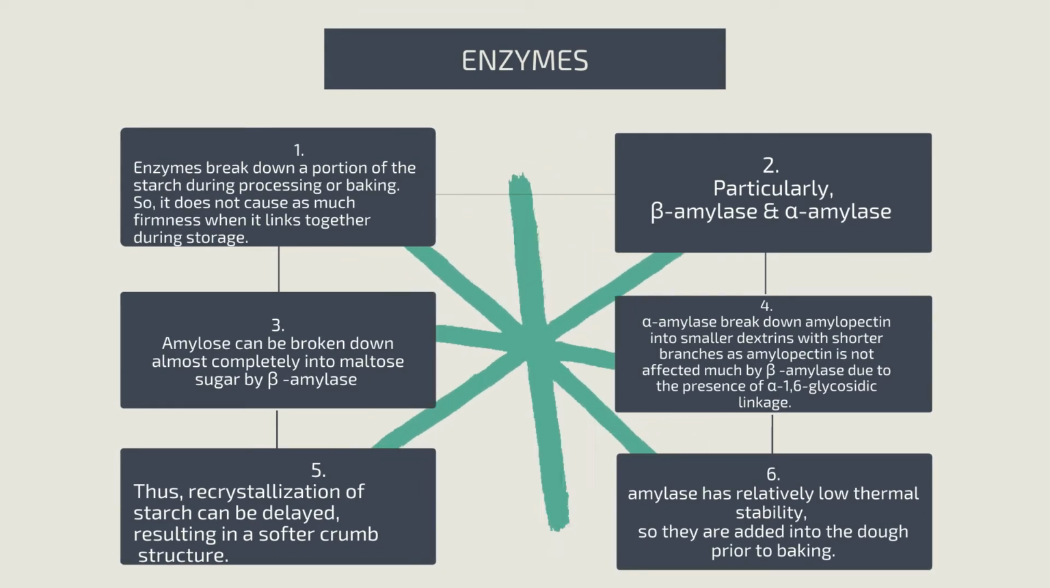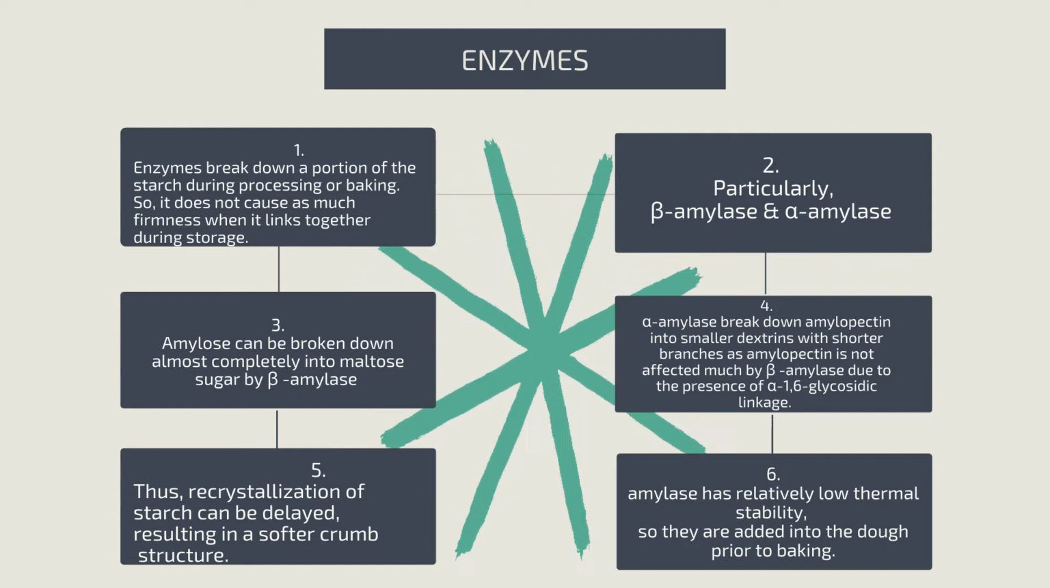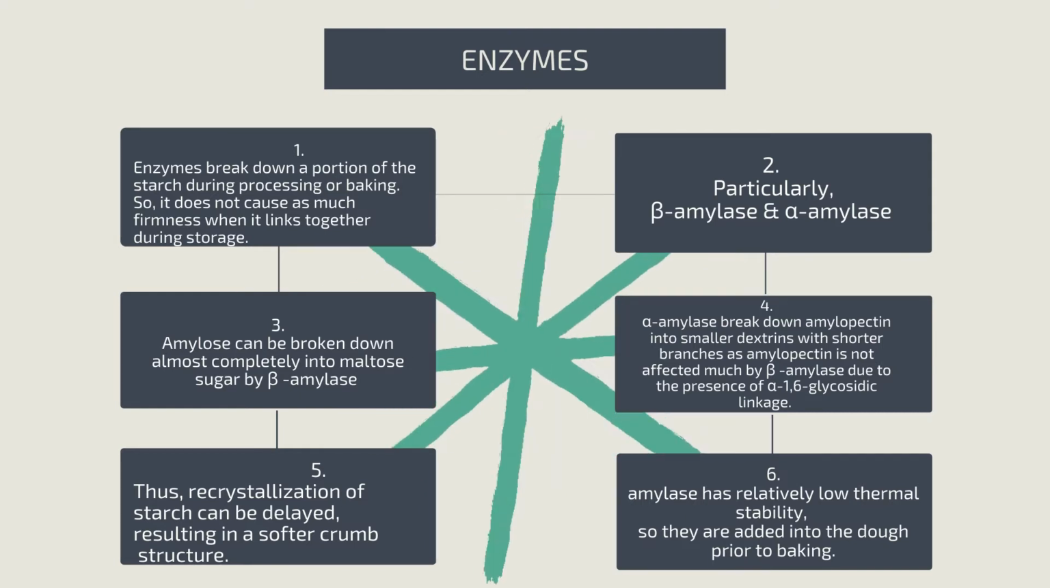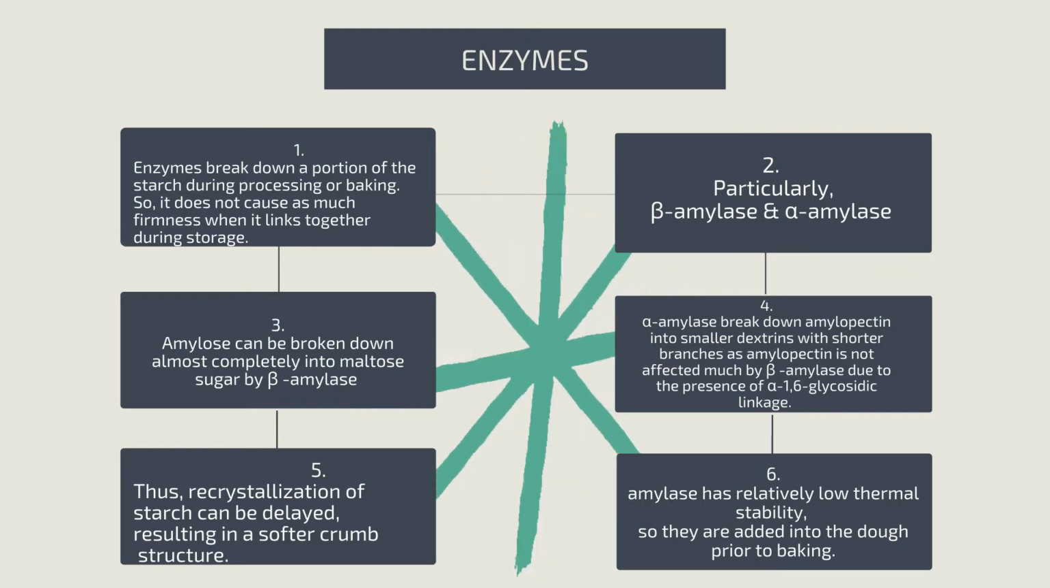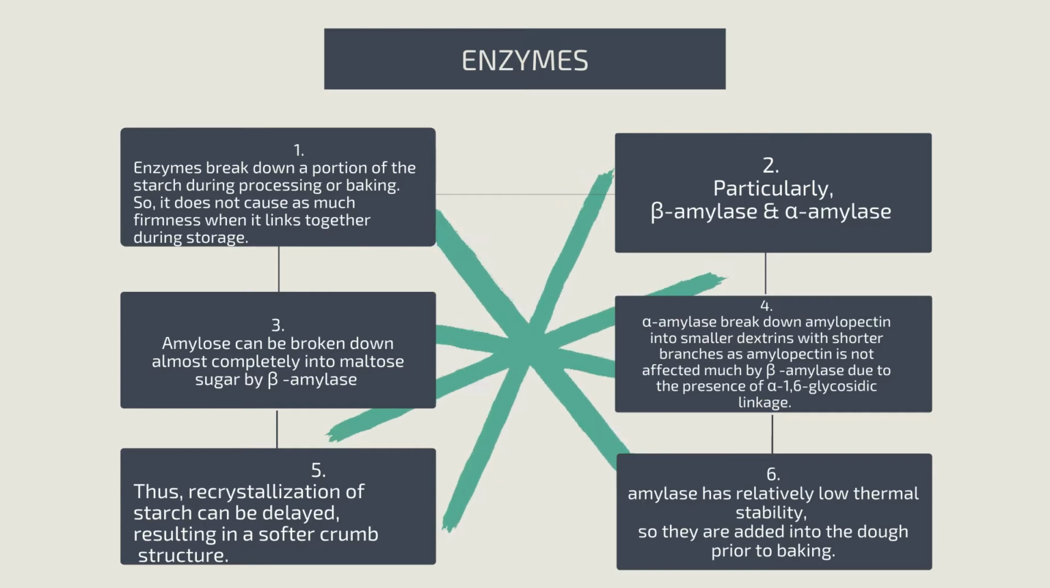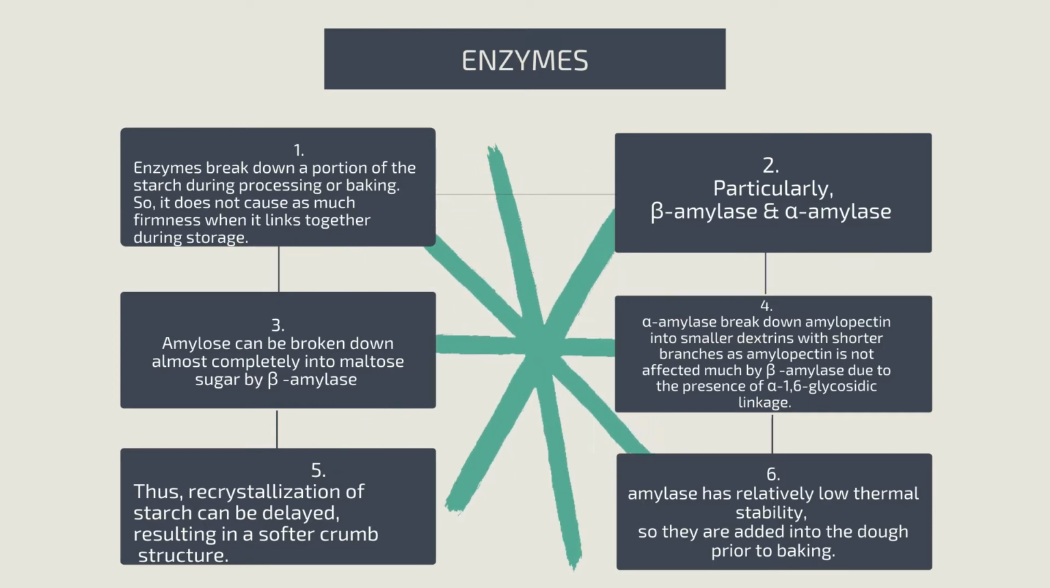Enzymes break down a portion of the starch during processing or baking, so it does not cause as much firmness when it links together during storage. Beta amylase and alpha amylase are particularly used to slow down staling.